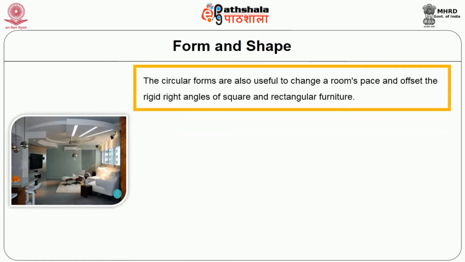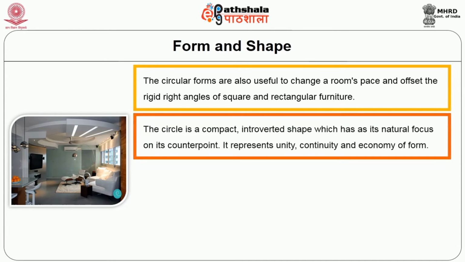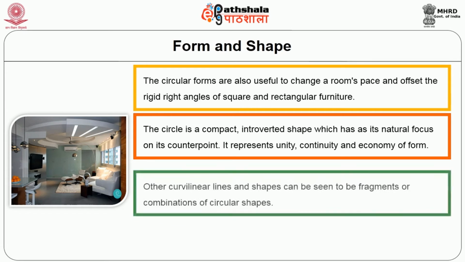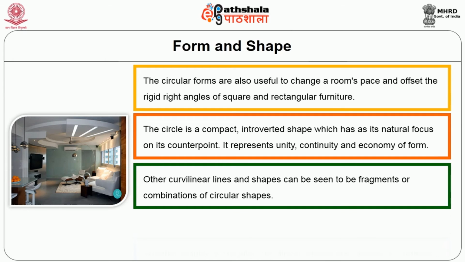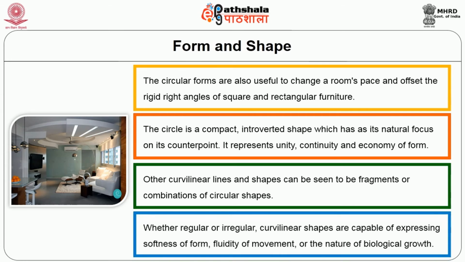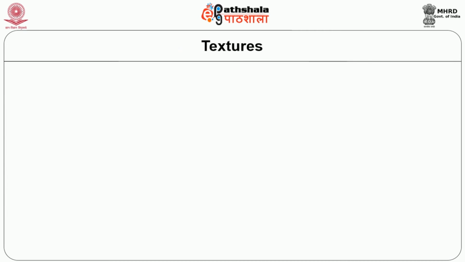The circular forms are also useful to change the room space and to offset the rigid right angles of square and rectangular furniture. The circle is a compact, inverted shape which has its own natural focus on its counterpoint. It represents unity, continuity, economy of forms. The other curvilinear lines and shapes can be seen to be fragments or combinations of circular shapes. Whether regular or irregular, curvilinear shapes are capable of expressing softness of form, fluidity of movement, or the nature of biological growth. The next one would be texture.